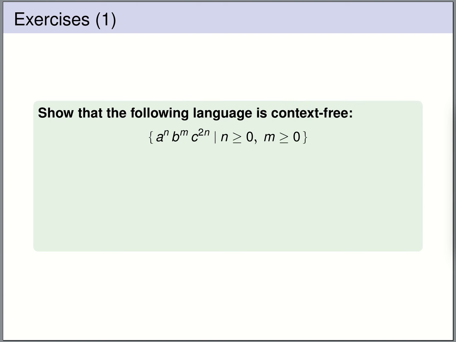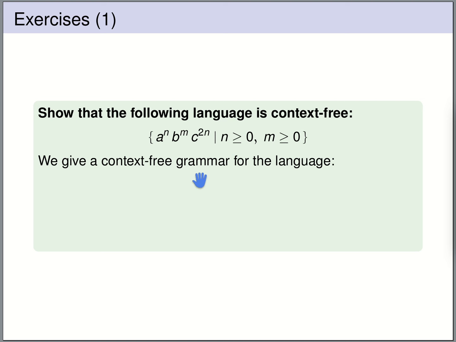Let's try to find a context-free grammar for this language. So how do the words in the language look like? We have n a's followed by m b's followed by 2n c's. So we have to make sure that we have twice the amount of c's as we have a's. Now, how do we do this? We try to give a context-free grammar, and this grammar should make sure that we have twice the amount of c's as we have a's.